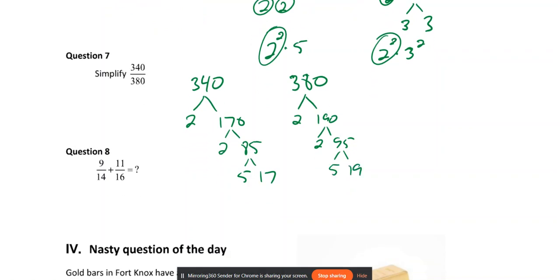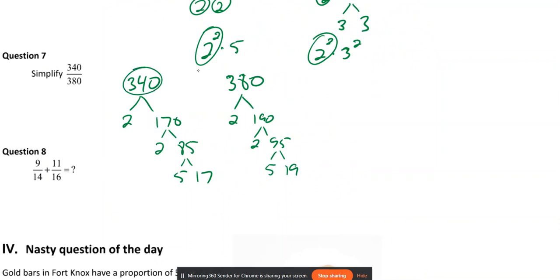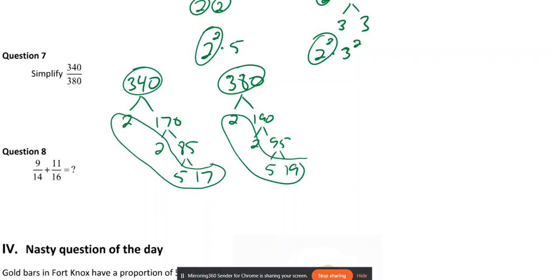Okay, so why I said we should do that is because instead of writing 340 over 380, if we rewrite that with our prime numbers, then we can cancel these things pretty easily. So 340 over 380 is equal to what we just found: 2 squared times 5 times 17. And then the bottom one, 380, is 2 squared times 5 times 19.